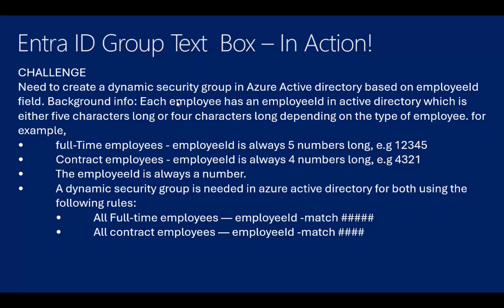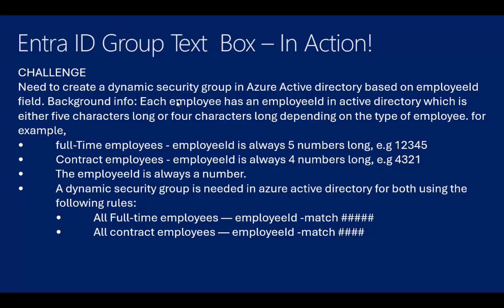So to that end, here's a challenge, right, that can be solved with the text box as we just discussed. The challenge is that you need to create a dynamic security group in Azure Active Directory, Entra ID, based on the employee ID field. So every employee has an employee ID in Active Directory, which is either 5 characters long or 4 characters long, and that depends on the type of employee that it is. For example, full-time employees always have a 5-digit number. Contract employees always have a 4-digit number, and the employee ID is always going to be a number.